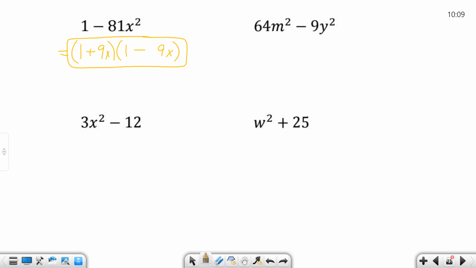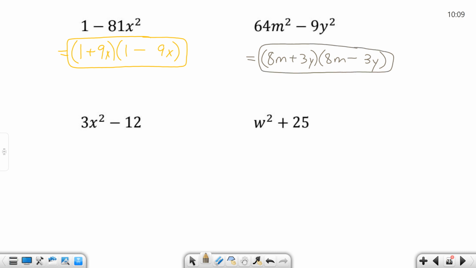So here's 64m squared minus 9y squared. Then come down here in my 2 parentheses. What do you square to get 64m squared? 8m. What do you square to get 9y squared? 3y. Then 1 is plus, 1 is minus.